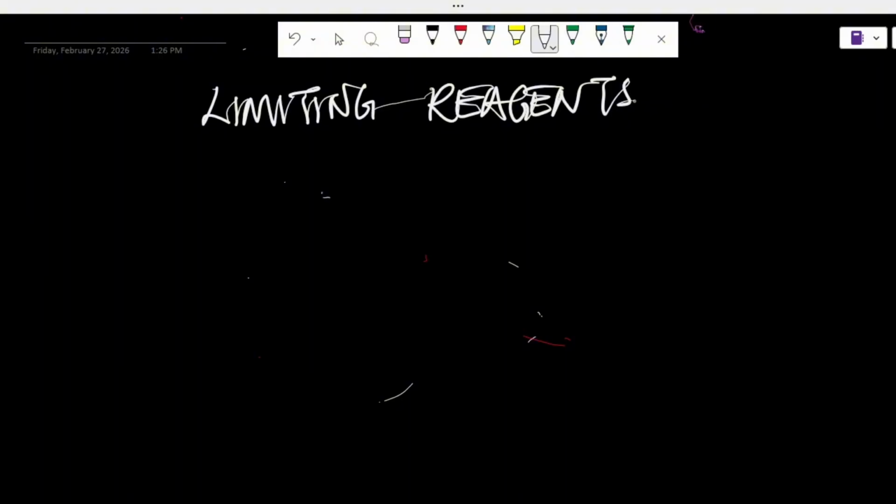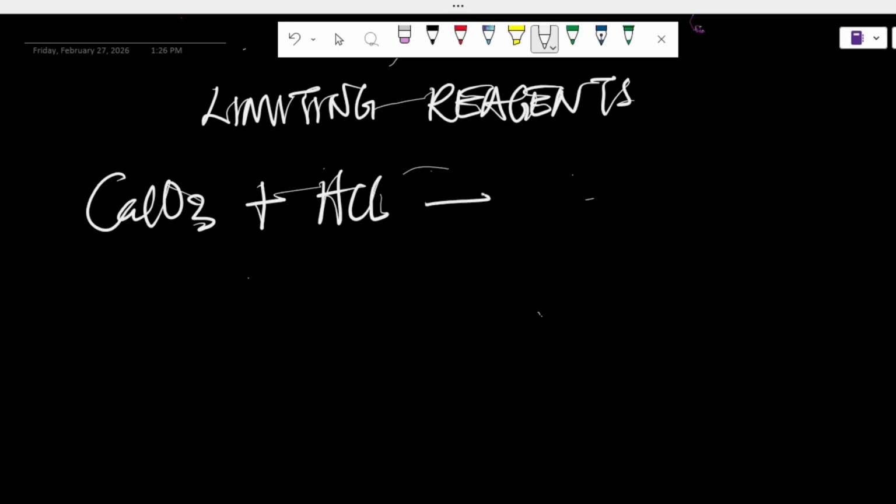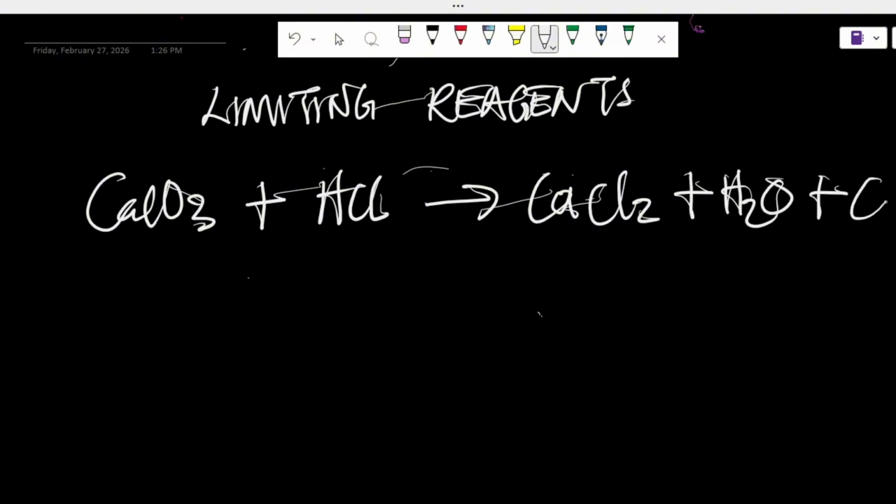Now the next thing that we are going to look at is what we call the limiting reagents. What does that actually mean? Well, first of all, let's look at an example and then you're going to see what it actually means. So let's say calcium carbonate reacts with hydrochloric acid and then it produces calcium chloride plus water plus carbon dioxide. Now this can be balanced by putting a 2 here, and yeah, that is balanced now.